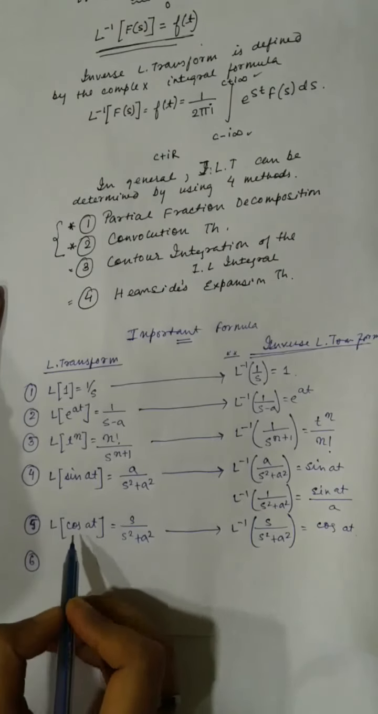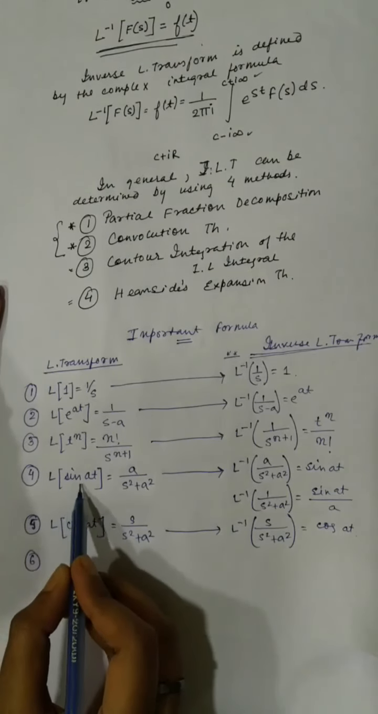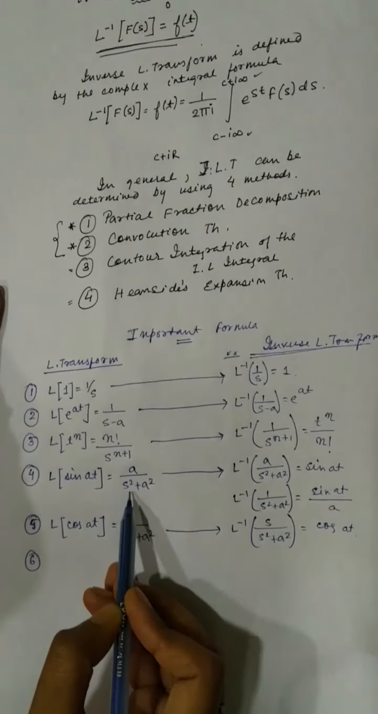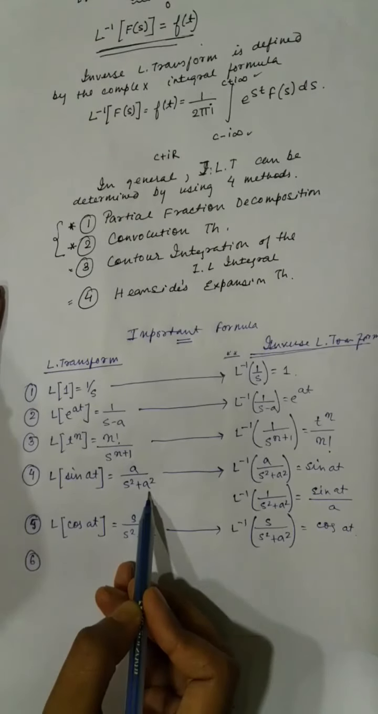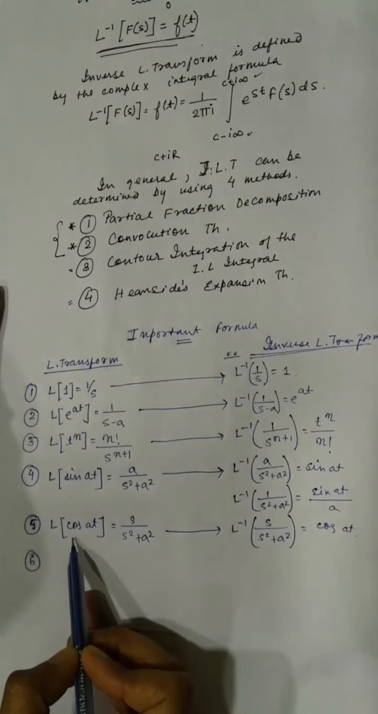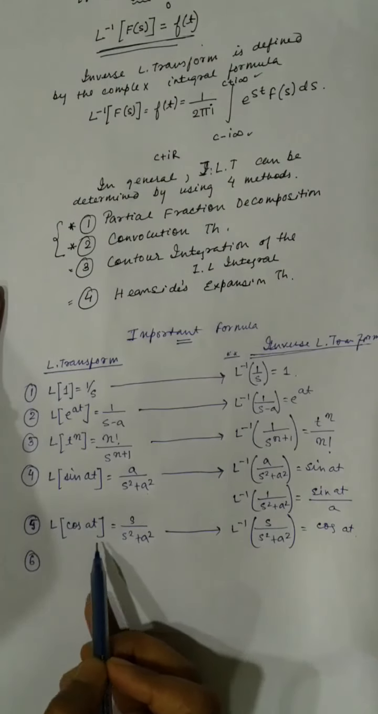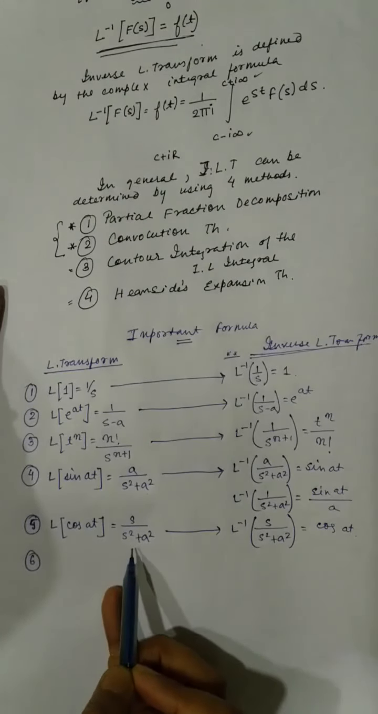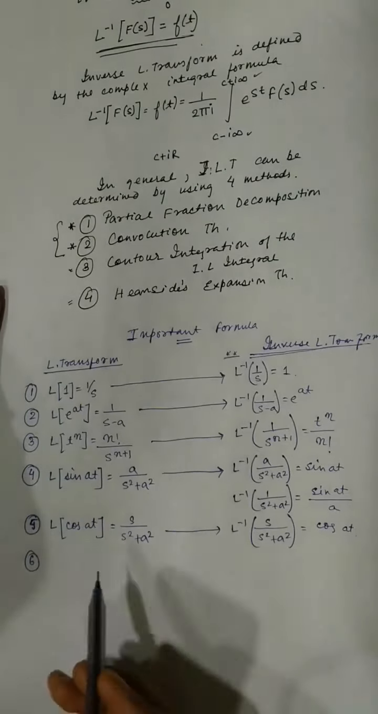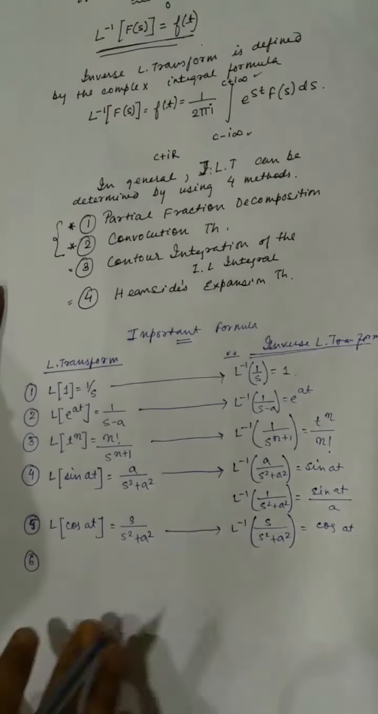The hyperbolic functions I'm not writing. If it is sine hyperbolic at, it becomes a divided by s square minus a square. Similarly, if it is cos hyperbolic, it becomes s divided by s square minus a square, right? That is the only difference. You have a minus in place of plus, okay?